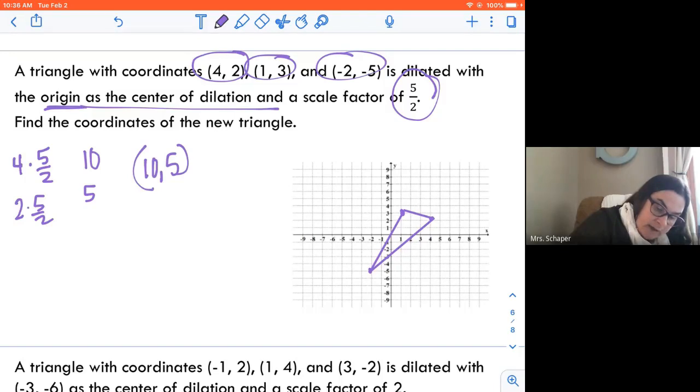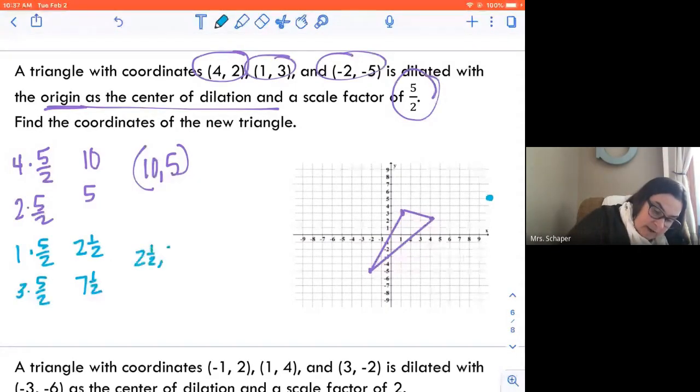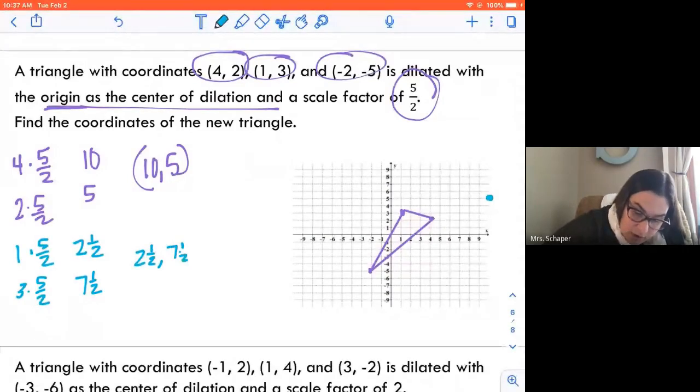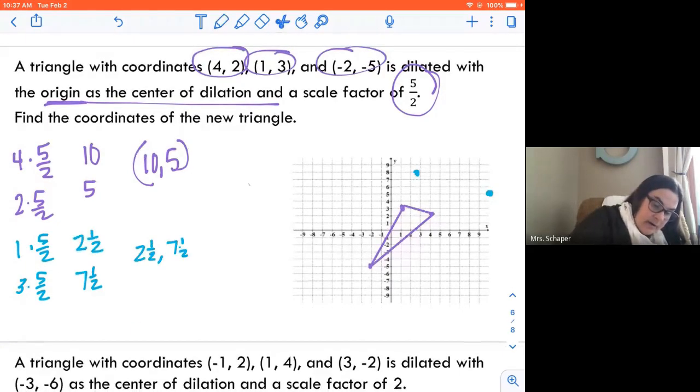That's going to be the new point. So I'm going to use there. So 10, 5. So right there. And then the next one, 1 times 5 halves is 2.5. 3 times 5 halves is 7.5. So 2.5, 7.5 is where the next point's going to go. So 2.5, 7.5, right there. And then my last one, I'm going to shrink these up a little bit.